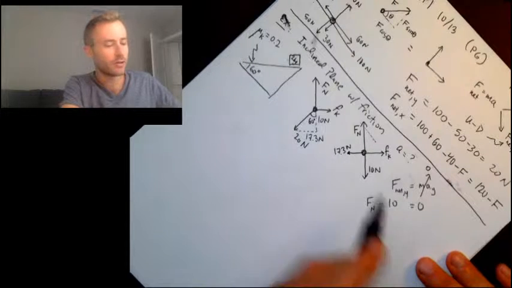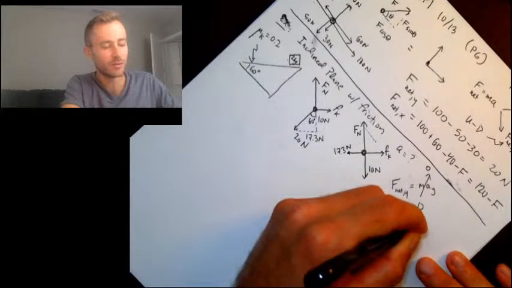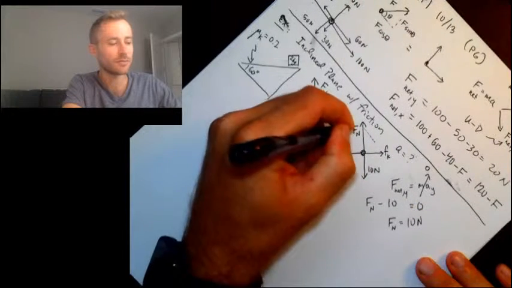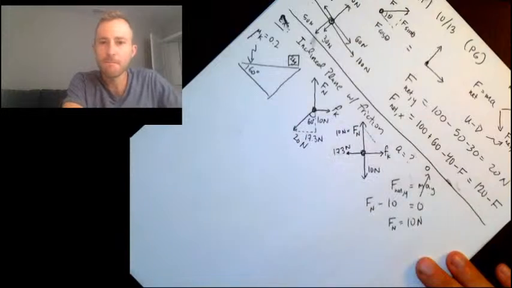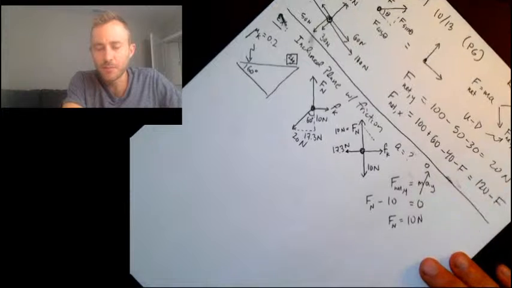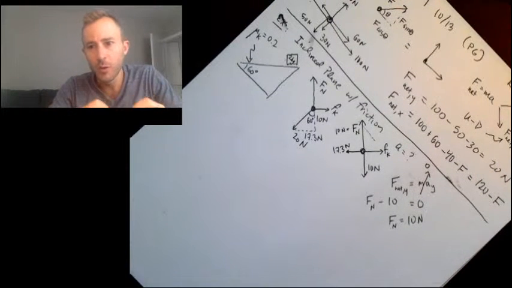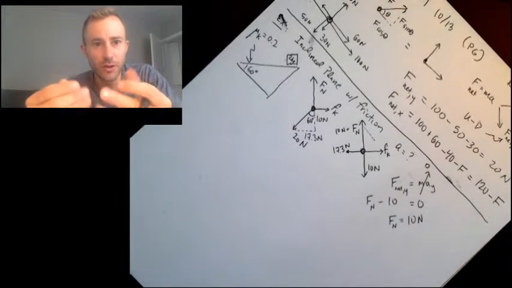So now what I can do is add 10 to both sides, and I know that the normal force is 10 newtons. Isn't that nice? Okay, so type it into the chat if you know the answer. What force can you calculate once you know the normal force?